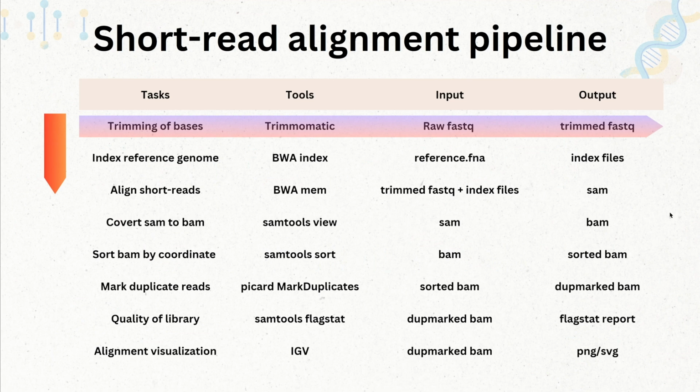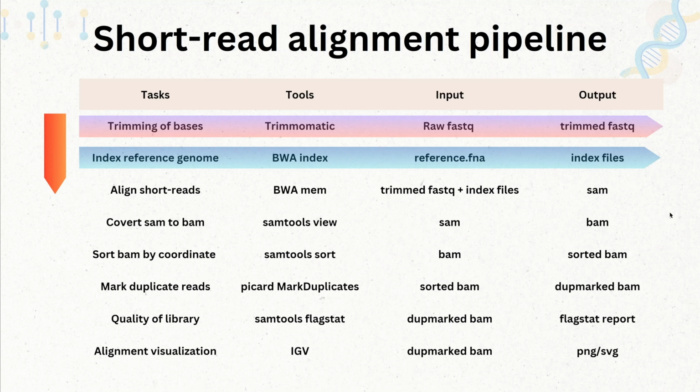And in my previous video, I have shown how to align short reads to the reference genome. For that, there are two steps. At first, we need to index the reference genome using BWA. For that, we need to provide the reference genome as an input, which will generate index files. In the next step, we will use BWA mem to align the reads to the reference genome. For that, the inputs will be trimmed FASTQ files as well as index files. After alignment, BWA mem will generate a SAM file.